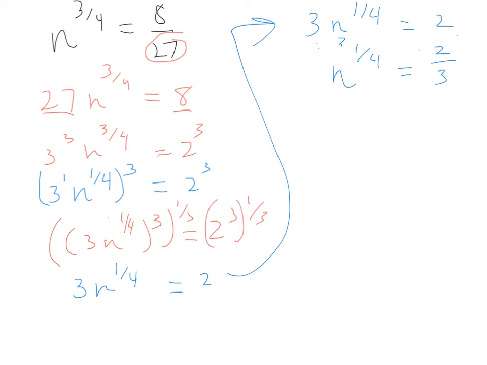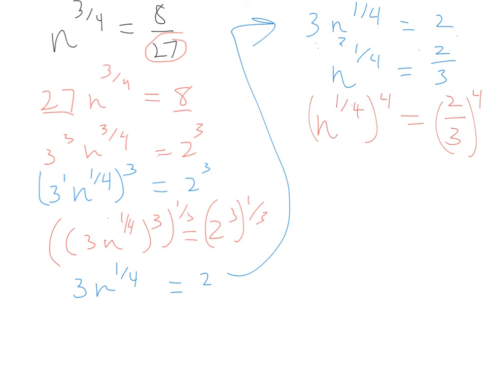And now, just like what we did back here, where we cancelled by putting the fraction power there, we're going to raise this to the power of 4. So we'll say n to the power of 1 over 4, raise that to the power of 4, and because we've done it to one side, we've got to do it to the other side, 2 over 3 to the power of 4.